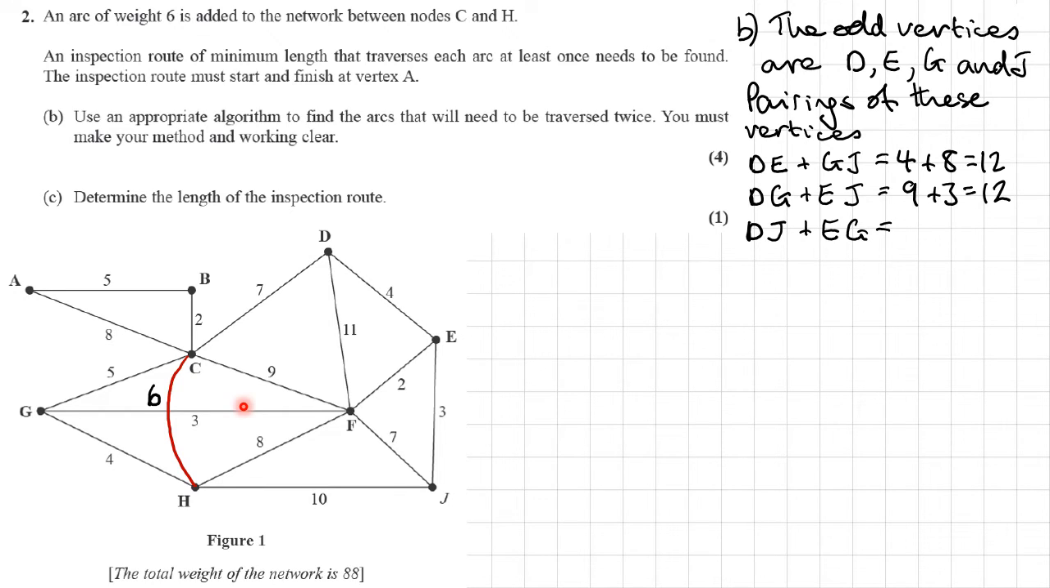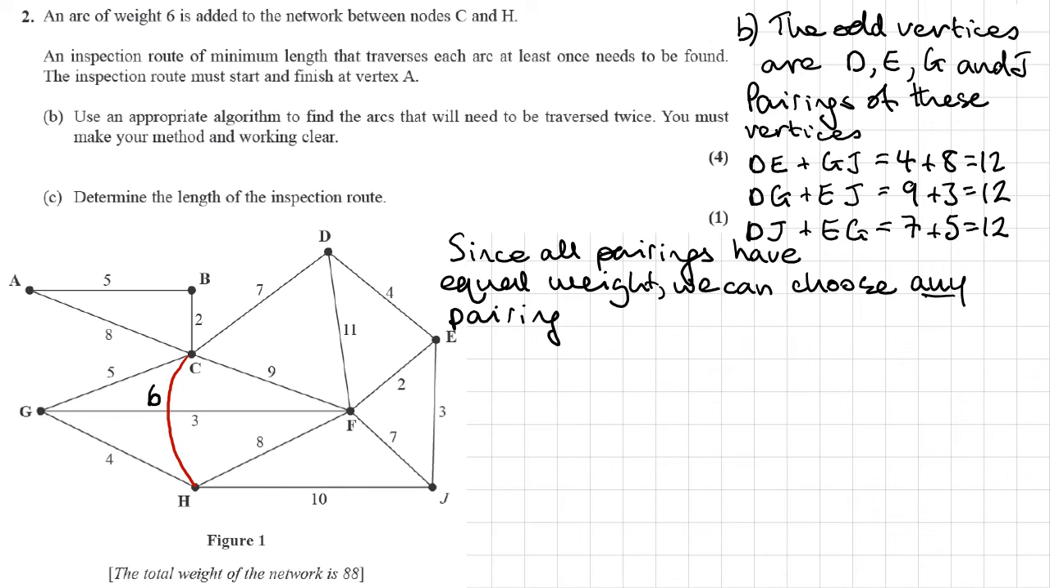And then D to J, so that's going to be along here, D, E, J, so that's going to be 7. And then E to G, so E to G, okay, that's just going to be this 2 and a 3 here, so 5. So this also has a weight of 12. Now normally what you do is you'd pick the pairing with the lowest weight. Since all pairings have the same weight, we can pick any pairing. So I'm just going to pick the first one. Yeah, D, E and G, J.